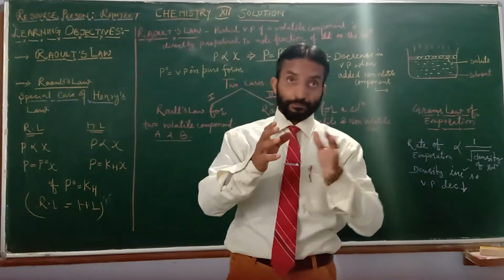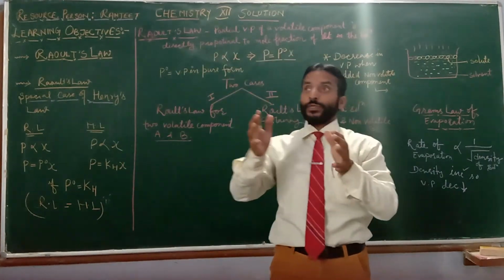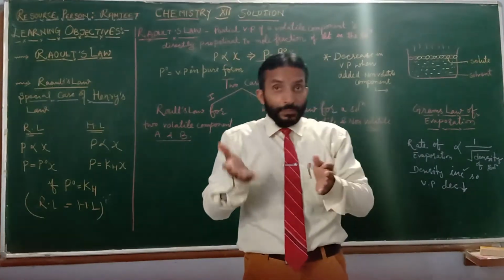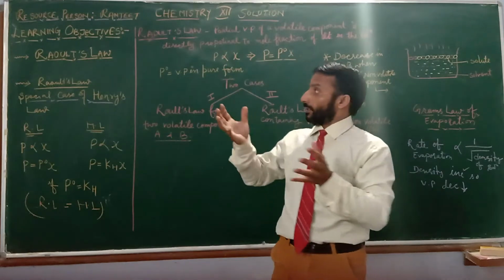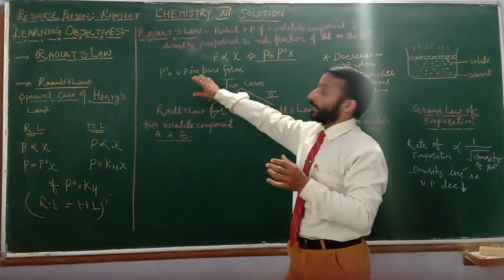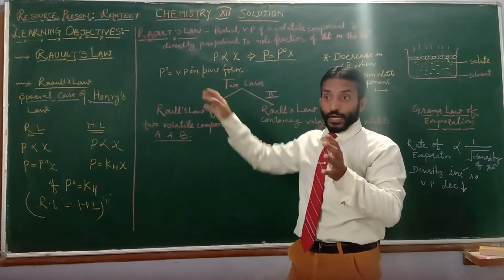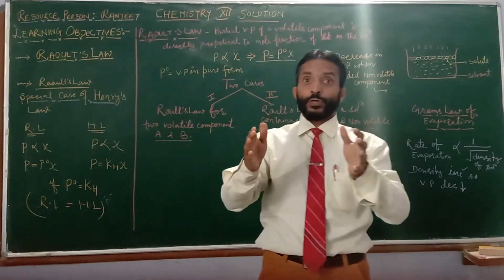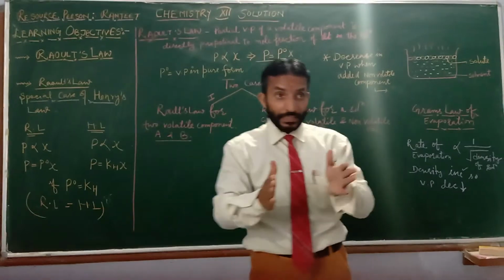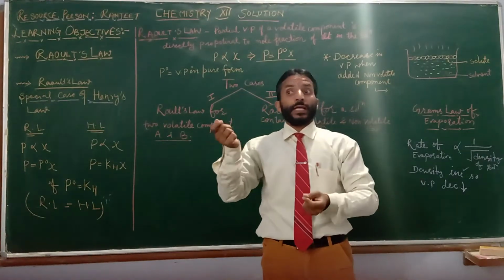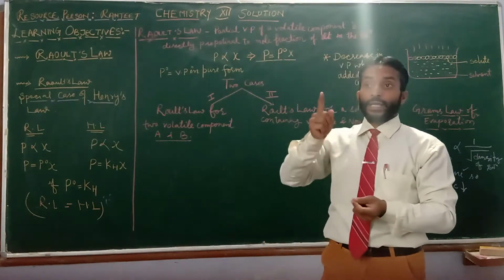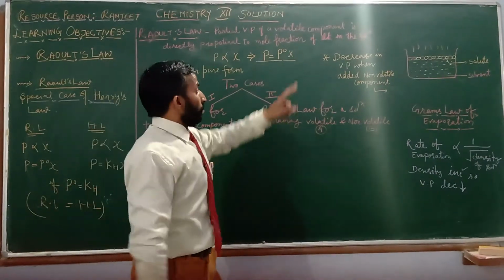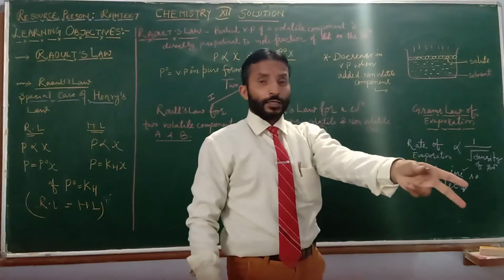Partial means, for example, if we have a liquid alone in a beaker, then the pressure it exerts is known as pressure in its pure form. And when two components, or three or four, which are non-reactive, are mixed together, the pressure each exerts is known as partial vapor pressure. Okay. Now what is a volatile component?